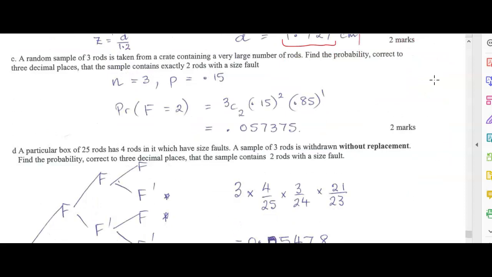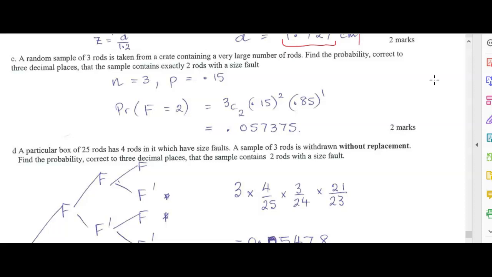A random sample of 3 rods is taken from a crate containing a very large number of rods. Find the probability correct to 3 decimal places that the sample contains exactly 2 rods with a size fault. So this time, again, it's hard to see. It's not referring to binomial distribution, but when you start looking at probabilities where you've got a probability of success and a probability of failure, you can start thinking along the lines of binomial distribution.